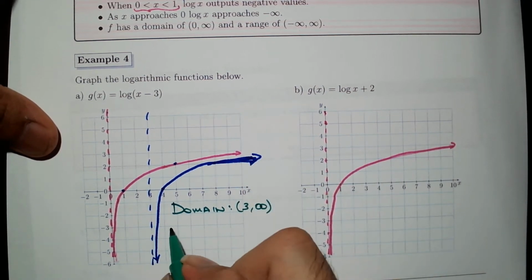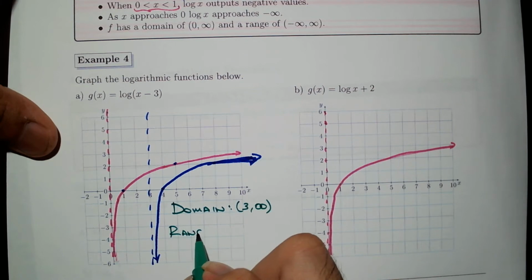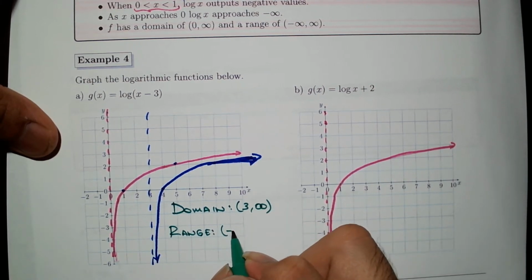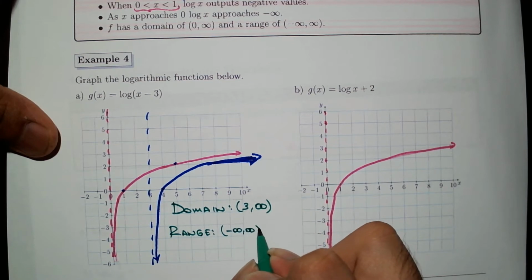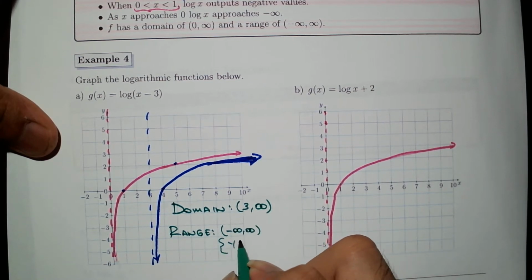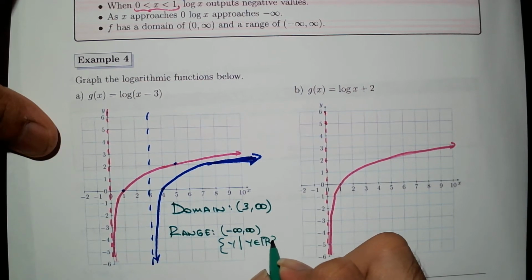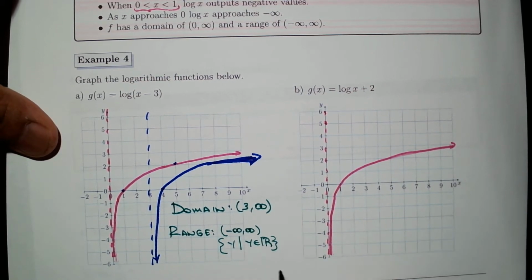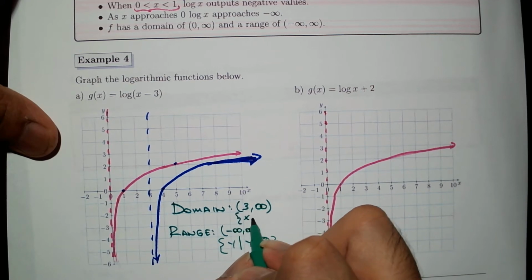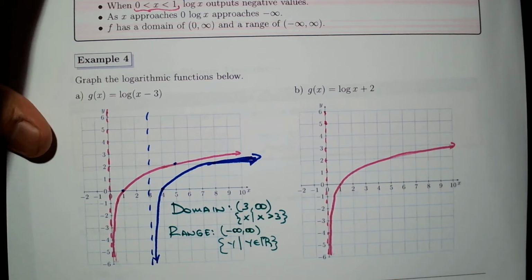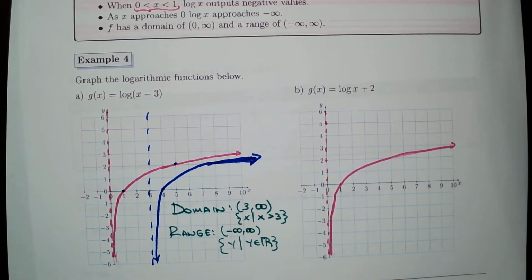So the range will be all real numbers, that is, y such that y belongs to the set of all real numbers. Over here, the domain is x such that x is greater than 3. Okay, so that's how we find the domain.